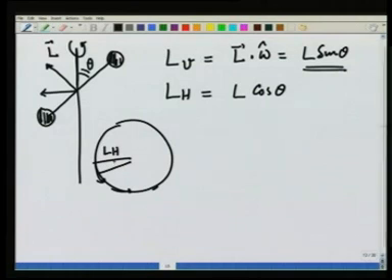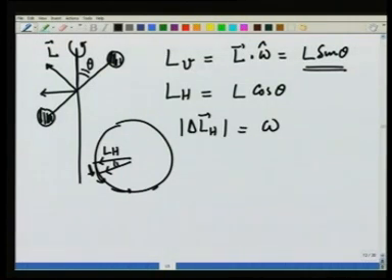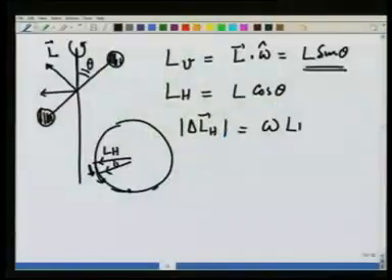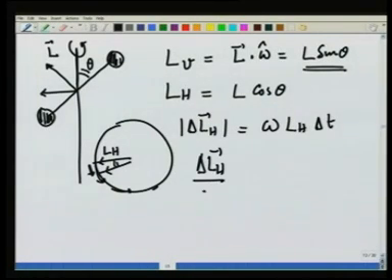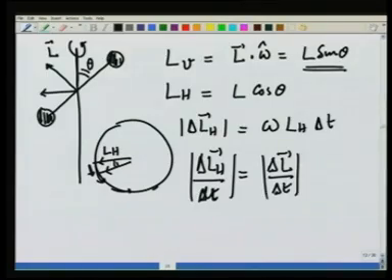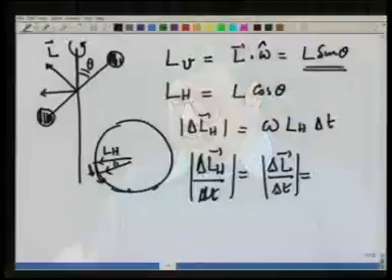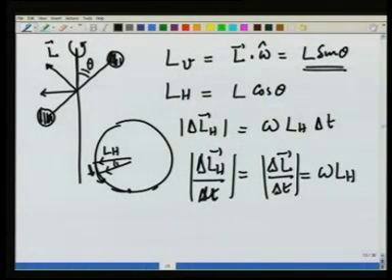So at any given time, the small change in the vector is going to be this way, and this is going to be equal to the rate of rotation omega, that is a component perpendicular to omega, so it is rotating with omega L_H delta t, and therefore delta L_H over delta t magnitude is going to be the same as delta L over delta t magnitude, because it is only the horizontal component that is changing, and this is going to be omega times L horizontal.